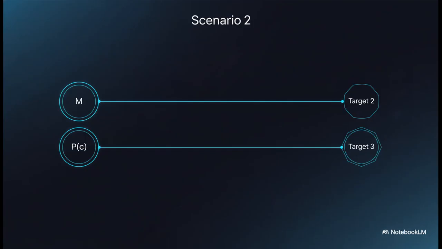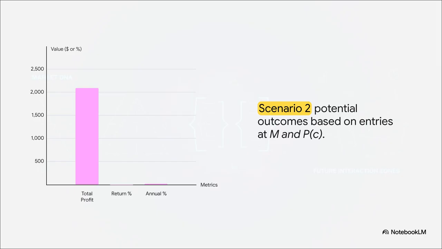All right, let's now consider the second scenario. This one is based on the idea that the price actually reaches both of the entry points, M and PC. In that case, the model projects exits at Target 2 and Target 3. Under this second scenario, you can see the numbers look quite different. The expected total profit is $2,095. That gives an expected return of 2.09%, and the expected annual return is calculated at 20.07%. So there you have it. These are the two main potential outcomes documented in phase 1 of this model.